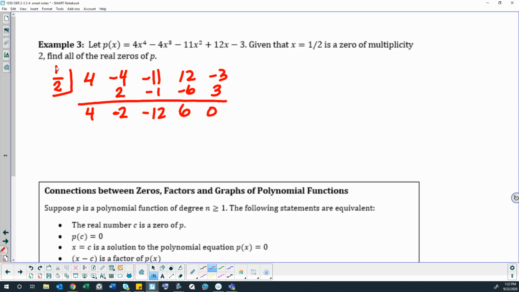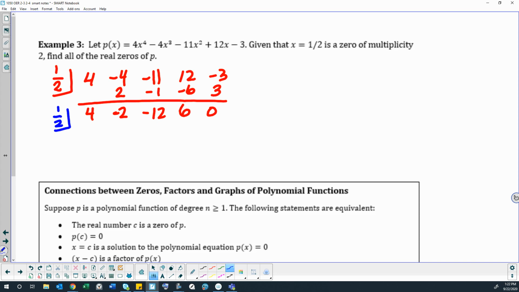It shouldn't be surprising that we have a remainder of 0, because they basically told us that 1/2 is a 0. So if it is a 0, that means that x minus 1/2 is a factor and should divide in evenly with the remainder of 0. Now to do the second 1/2, because it's a multiplicity of 2, we want to divide it again. But this time, instead of dividing it into the original with the same result, we're going to divide the 1/2 into the polynomial we have left.